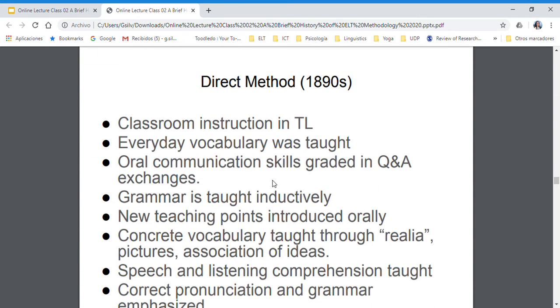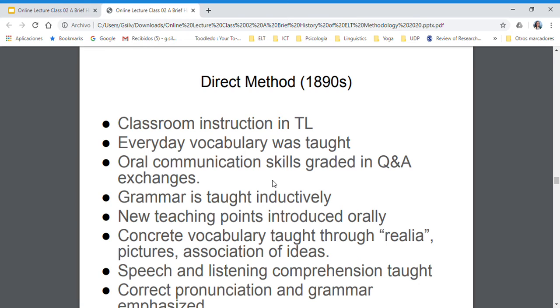And then we move on to the direct method, which is, funnily enough, still used today. If you know the Berlitz Institute, it's a language institute just like the Britannico or Wall Street, they still use this method. And here the classroom instruction is only in the target language, and everyday vocabulary is taught. This is important because, as I mentioned earlier, we see second language learning the same way a child learns their first language. So the vocabulary is the same vocabulary we use with a child: everyday vocabulary, immediate vocabulary, we could say.